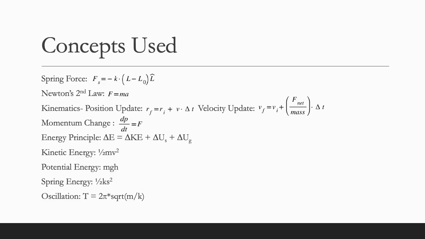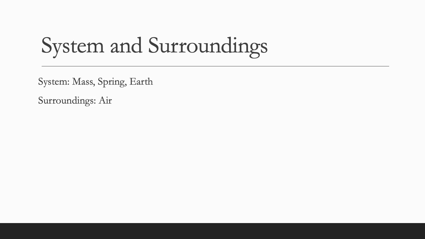Concepts used include spring force, Newton's second law, kinematics, where position update and velocity update, momentum change, energy principle, kinetic energy, potential energy, spring energy, oscillation, where T equals 2 pi square root of m over k. System and surroundings. The system is the mass, spring, and earth, since we're counting the energy for all of these three things. The surrounding is just the air.